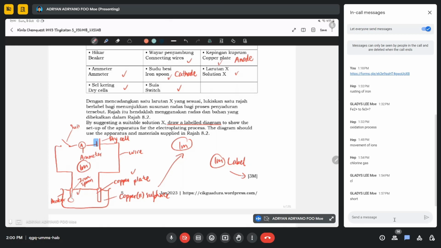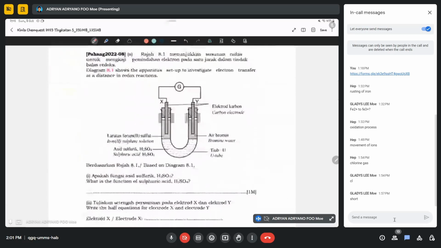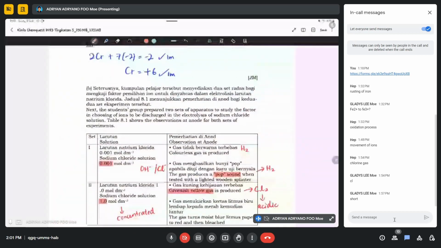You just remember the concept. Nobody asks you to memorise the whole diagram, you just remember the concept. The object connects to the cathode, and the anode connects to the metal. Okay? So you can go and try out the other ones. This is the kind of thing they will ask.